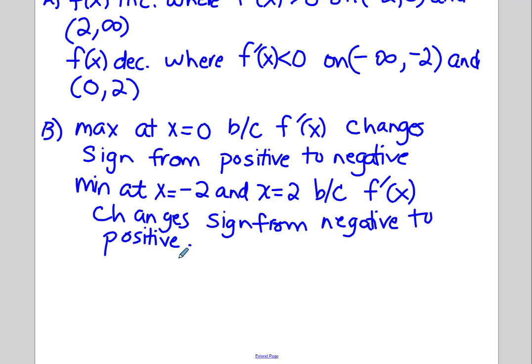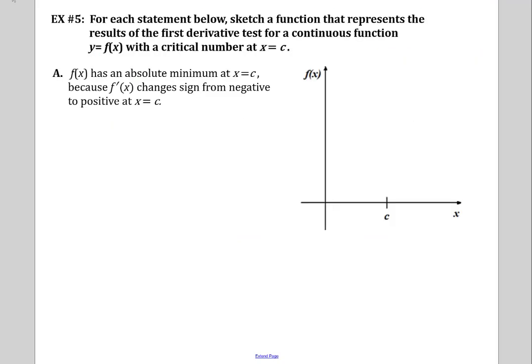Then example 5, we're going to look at some graphic approaches here. For each statement below, let's see what this is about. Sketch a function that represents the results of the first derivative test for a continuous function with a critical number at C. So f has an absolute minimum at C because the derivative changes sign from negative to positive at C. So we could think about this.